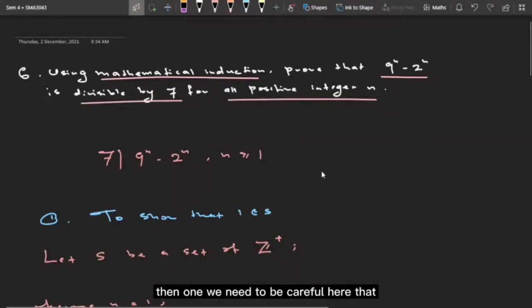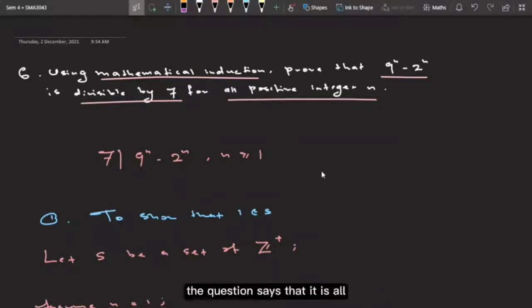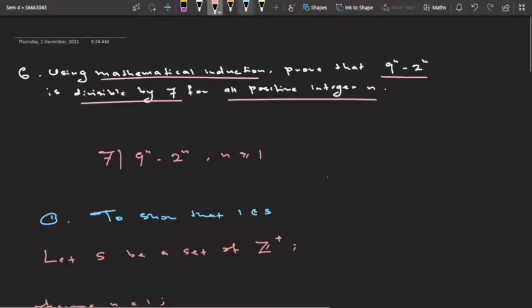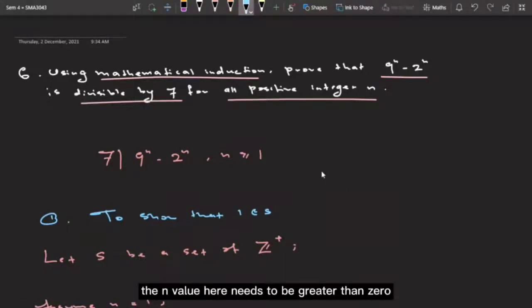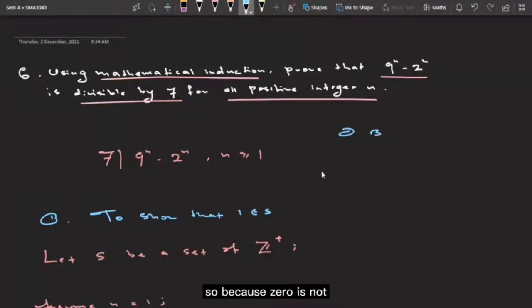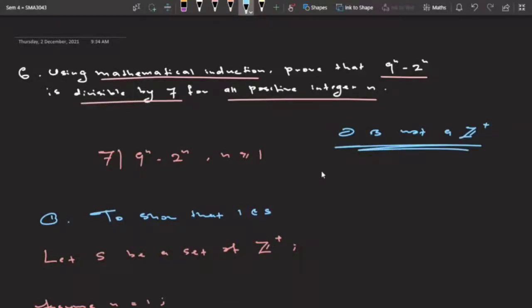We need to be careful here that the question says it is for all positive integer n. That means the n value here needs to be greater than 0, because 0 is not a positive integer, right? Which is why we wrote this.